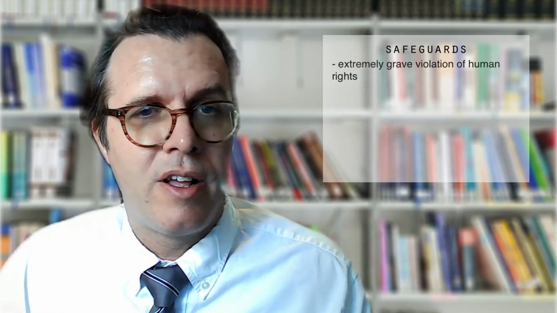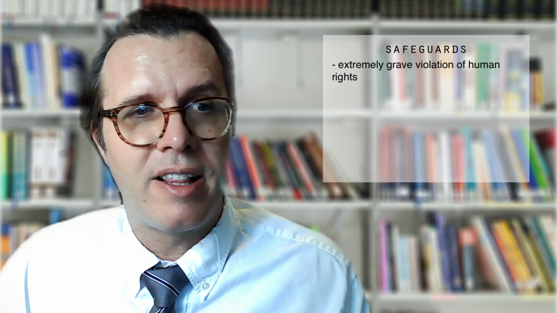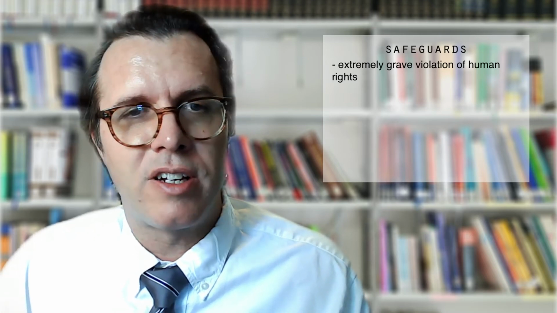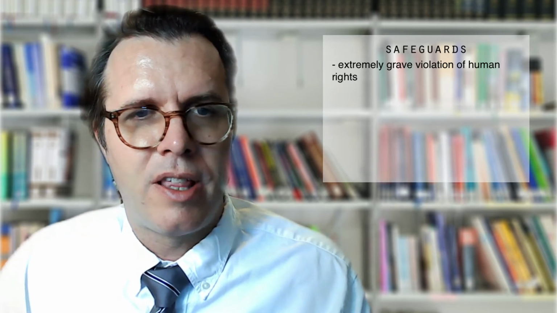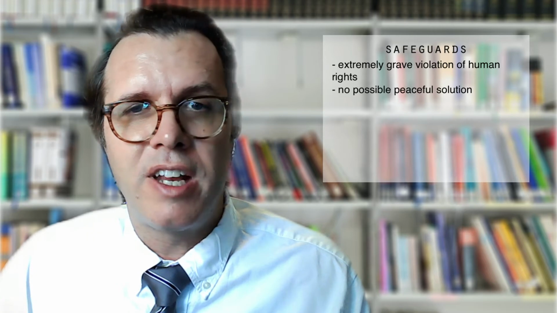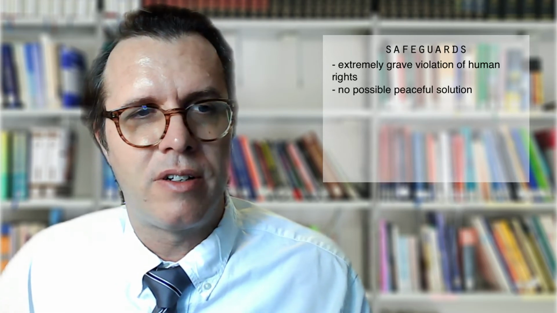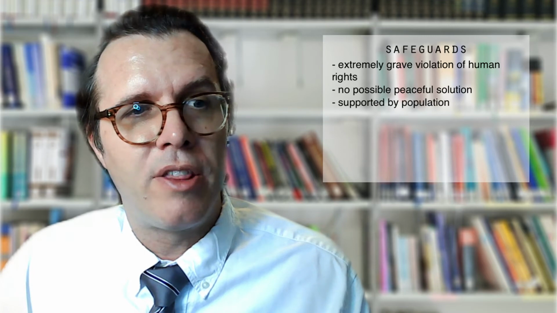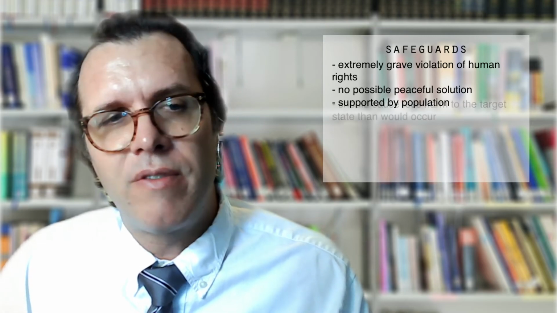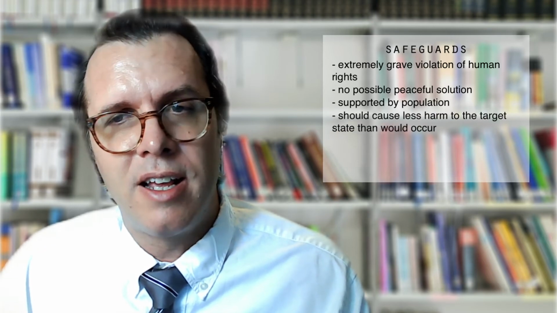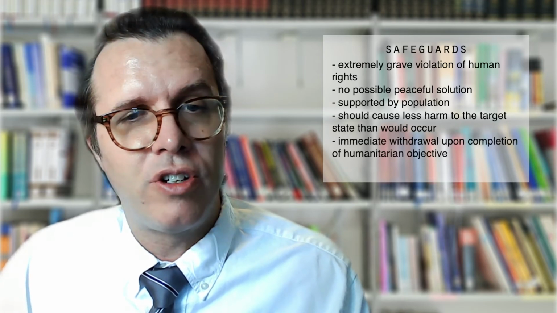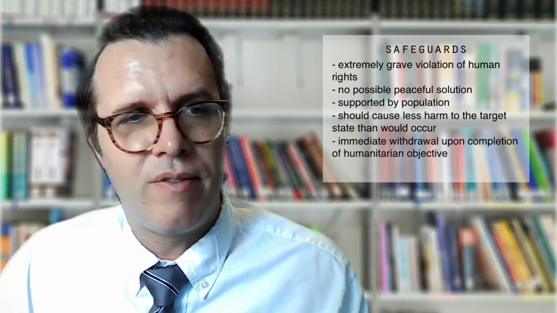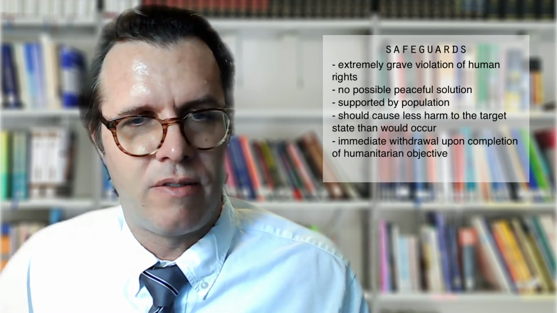include requirements that there only be an extremely grave violation of human rights, genocide, or atrocities on a mass scale, and that there be concrete evidence of such violations. That there can be no other means other than military intervention of rectifying the situation. That intervention should be supported by those who would benefit, i.e. the population of the state or the state itself. That intervention should cause less harm to the target state than would occur in the absence of intervention. And finally, that the intervener should immediately withdraw when its objectives of humanitarian protection are achieved.